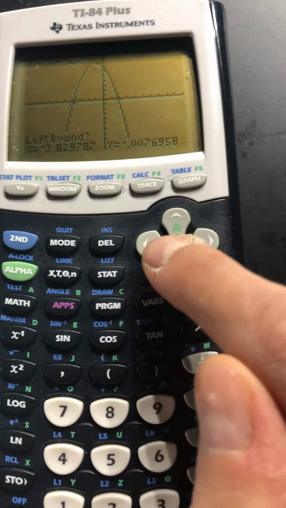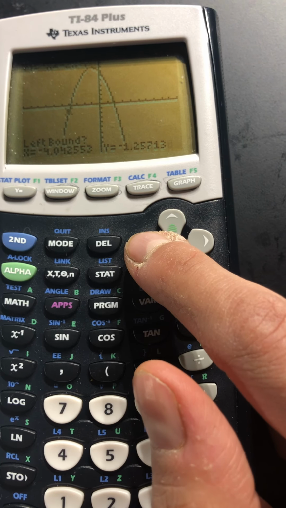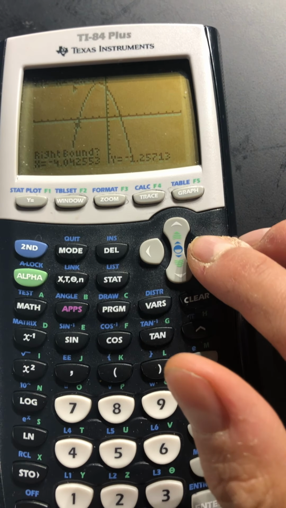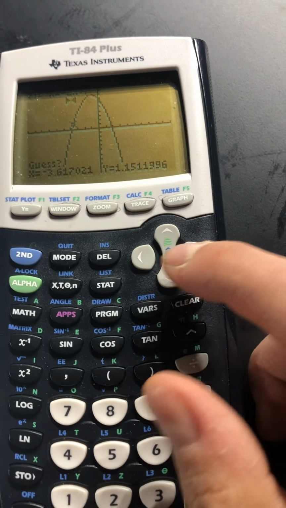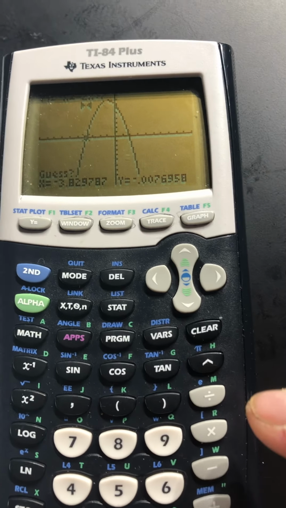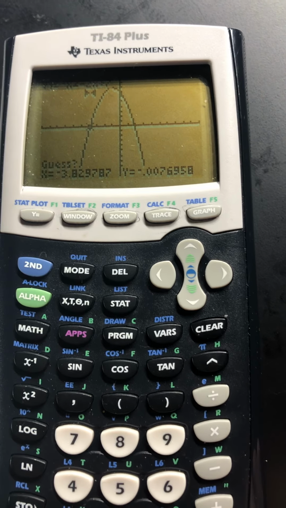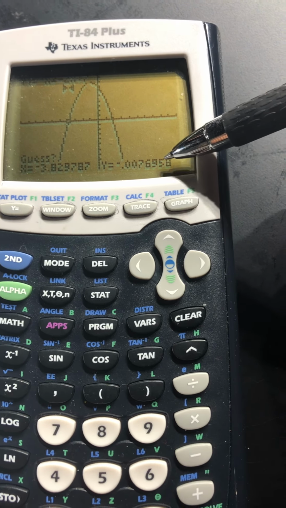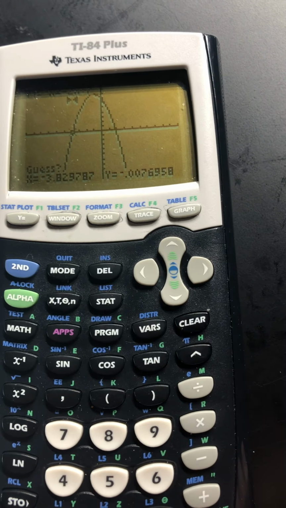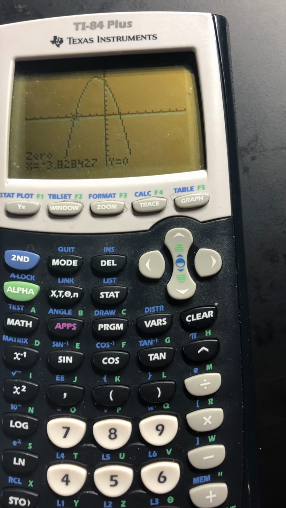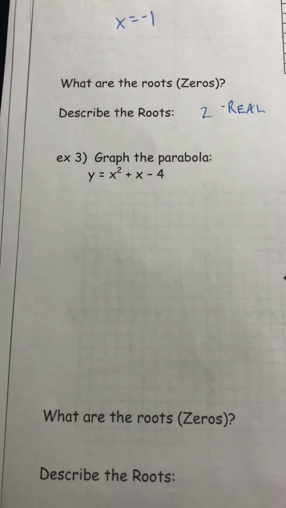Go as close as you can. Push to the left once. Now it says right bound. Push to the right once. Now I'm going to guess. I'm going to get as close as I possibly can. I'm going to push enter. And if you notice, the y is not exactly 0. So we're not exactly on the line. But now we are.